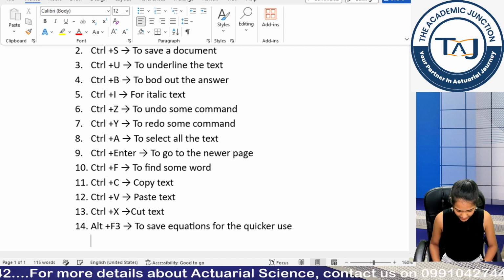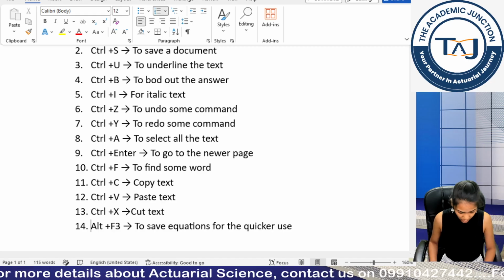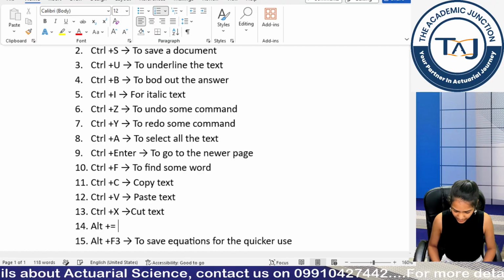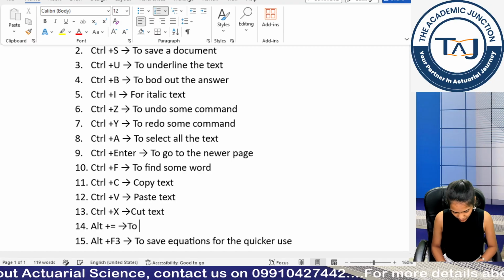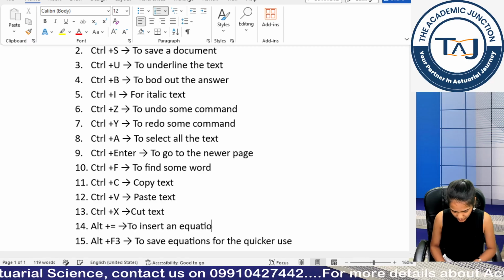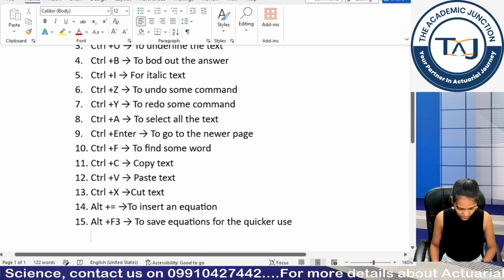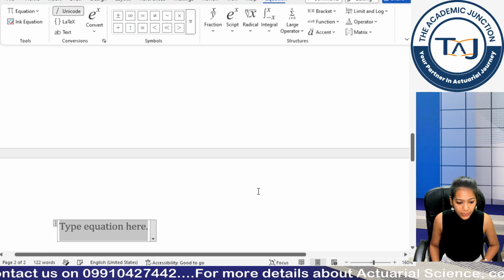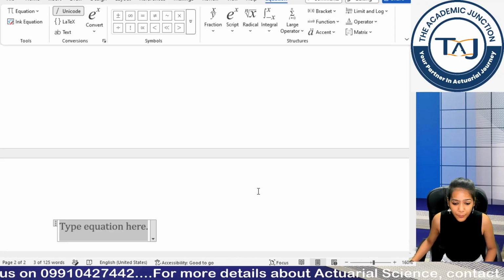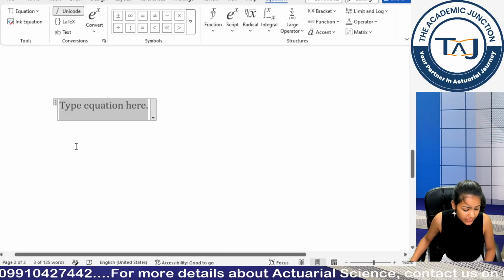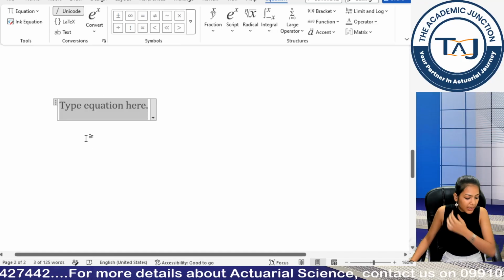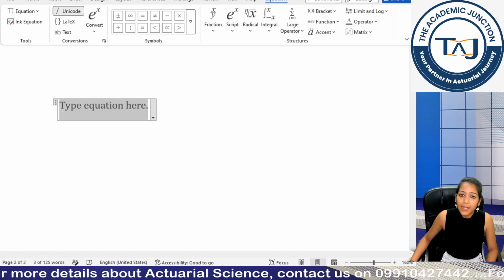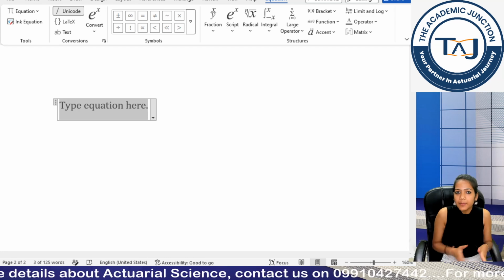For those who don't know how to use the equation editor, it's Alt plus equal to, to insert an equation. So let's try doing this. We have Alt equal to, and we got the equation. Now for those who are using this equation editor for the first time, the equation might come in the center, not on the left, but we prescribe students to use left alignment because it looks professional and presentable.